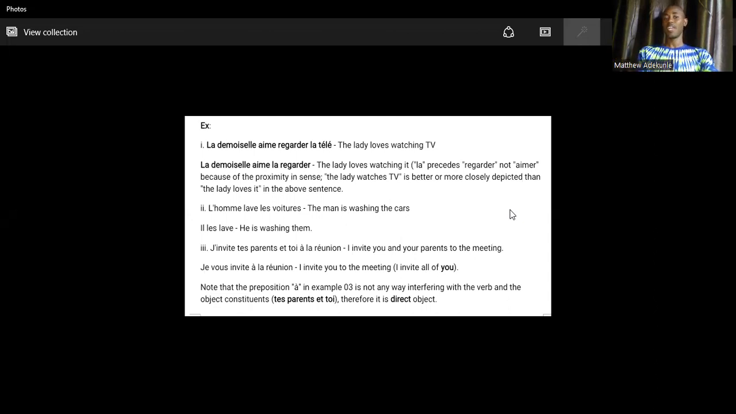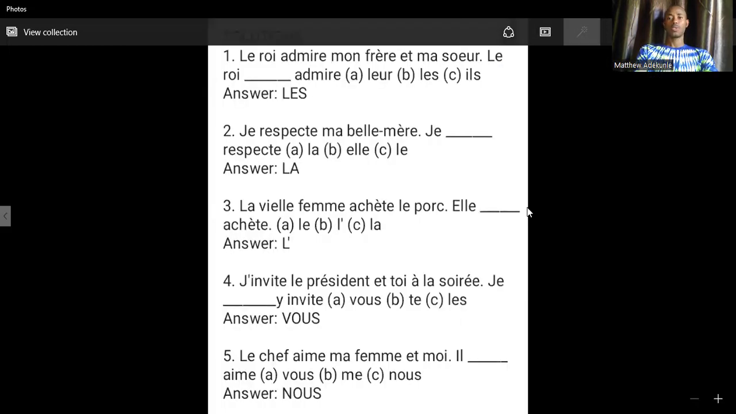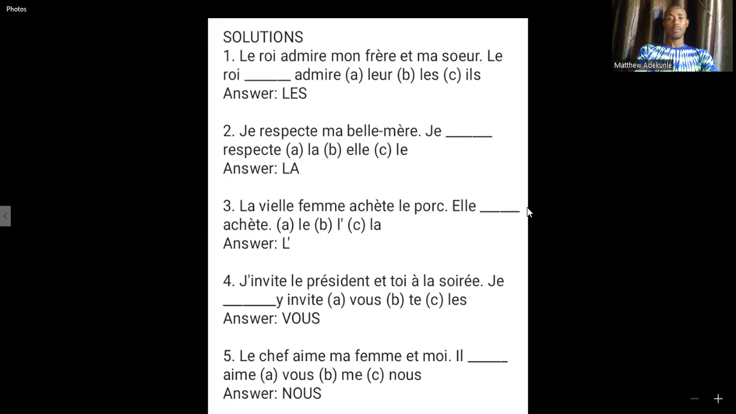So the "à" in number 3 is not interfering between the verb "invite" and "tes parents et toi". There is no preposition in between them. That preposition is talking about something else, the meeting. It has nothing to do with them, right? Now let's move further, let's advance. You can go back to the solutions now, just as we stated from the questions that were first projected.